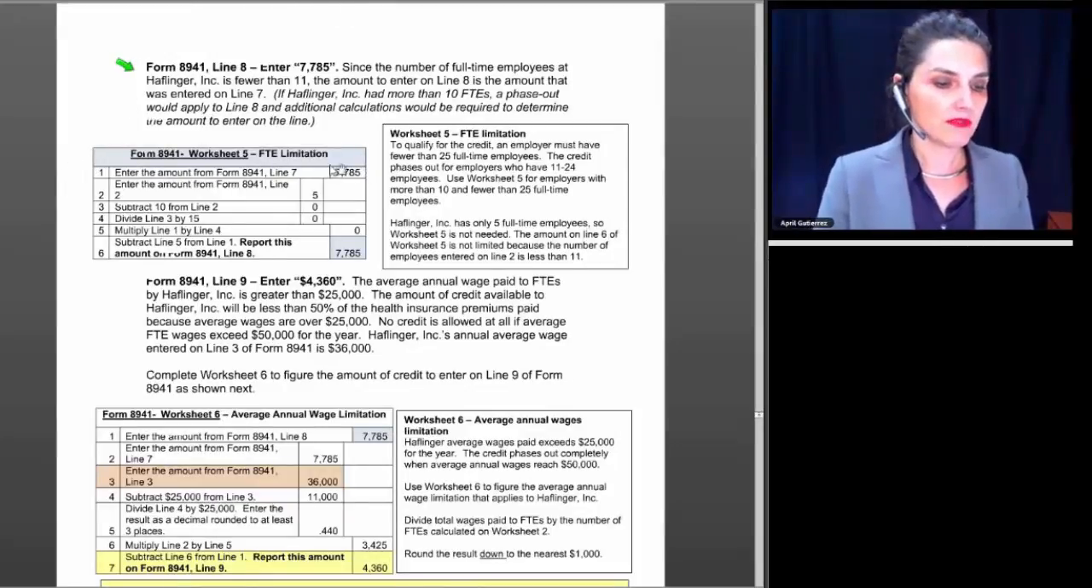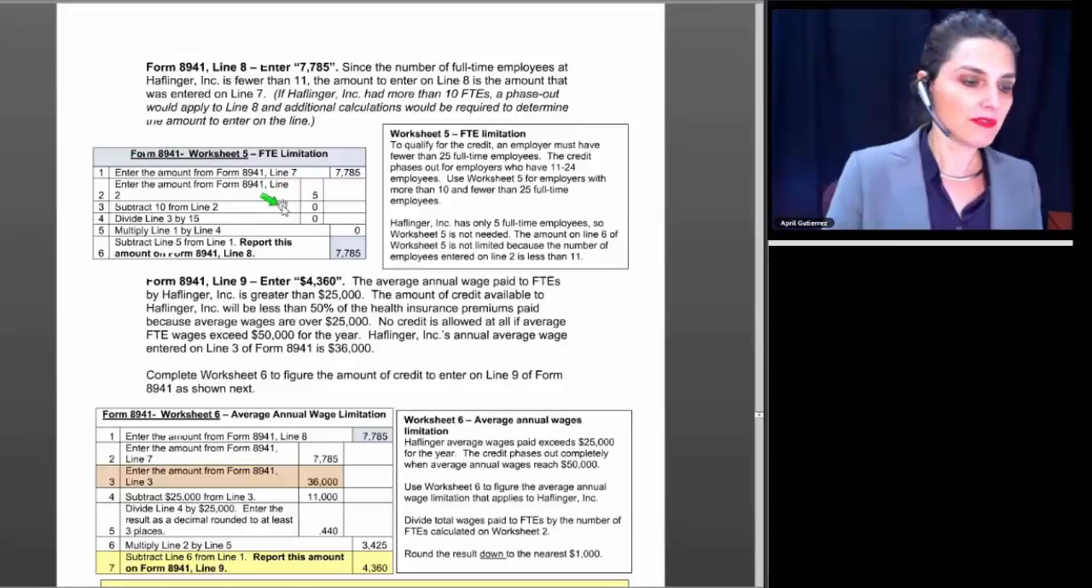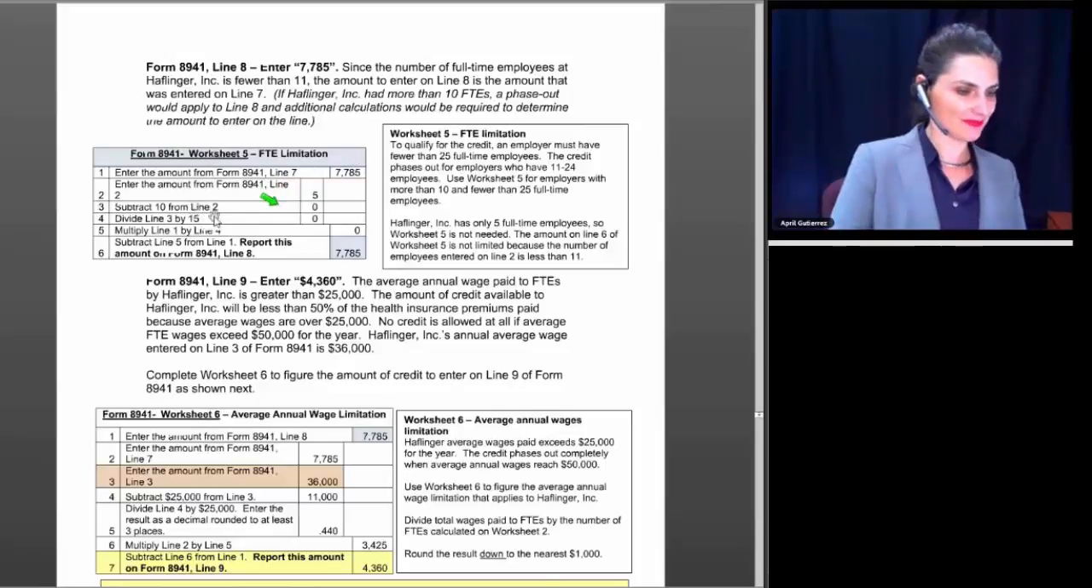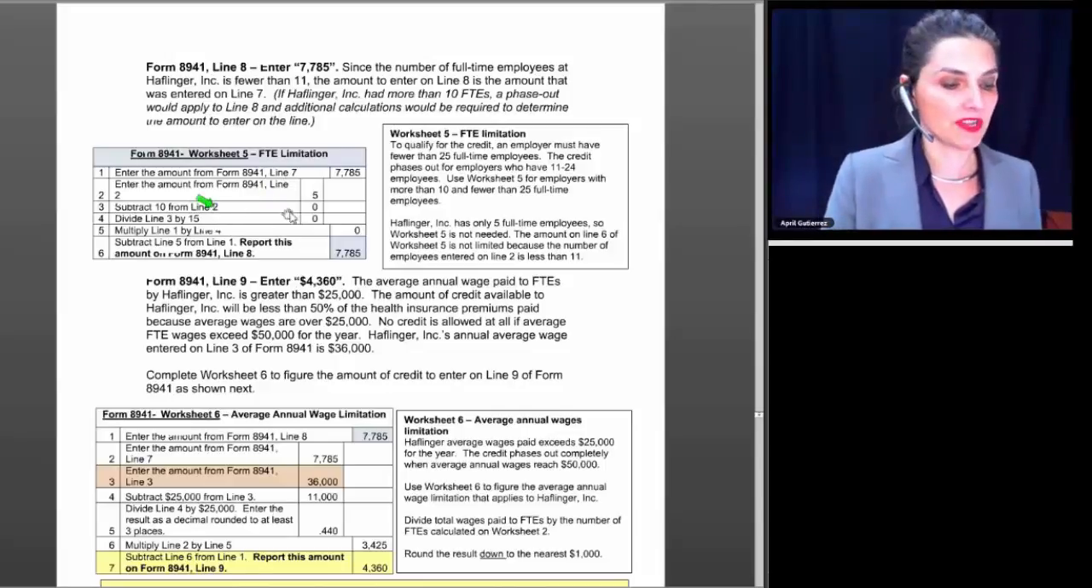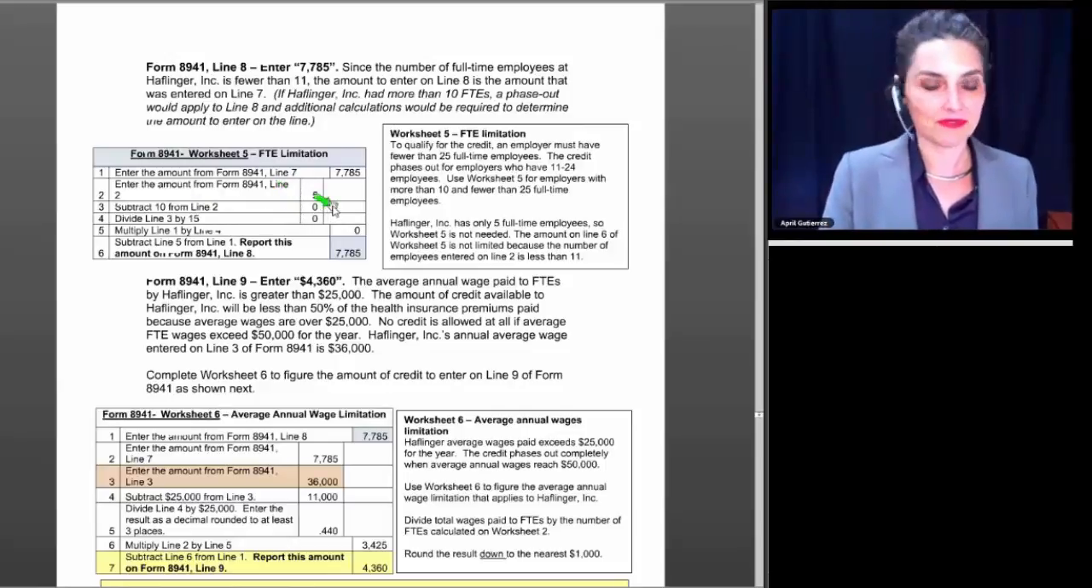We enter the full amount of the potential credit that this particular employer could get, $77.85. We then enter the number of full-time employees that Haflinger has on line 2, which is 5, and on line 3 we subtract 10 from line 2. The whole point is to determine if we're going to have a number on line 2 that is over 10, because if we do, then we would have a number difference.